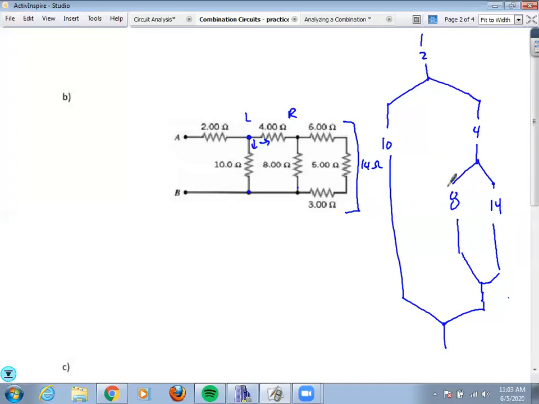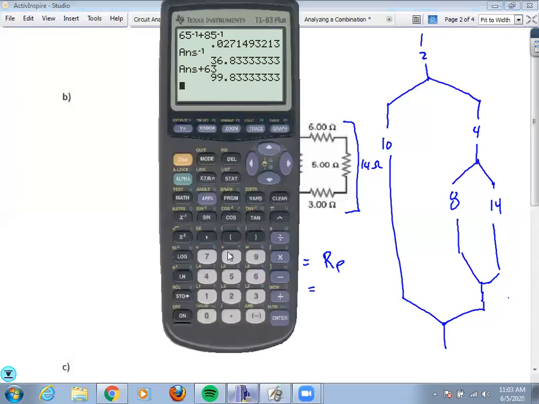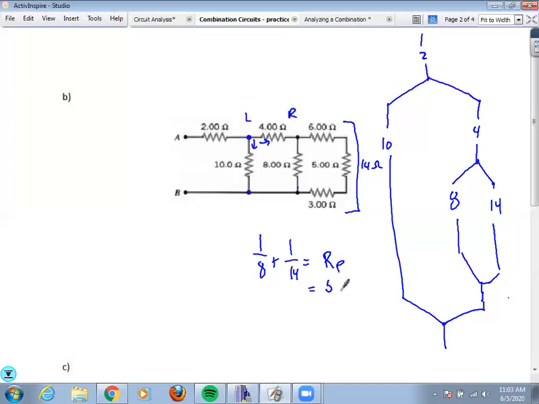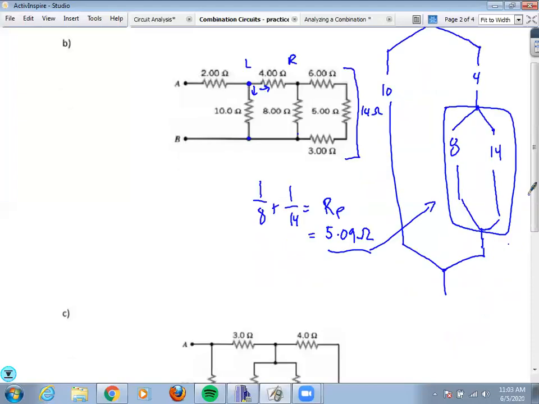So we're going to add the 1 over 8 plus 1 over 14, and then we'll find our parallel. 8 over 8 plus 1 over 14, get 5.09 ohms. Okay, so essentially this here is 5.09 ohms. So now for the right side here, we will go 5.09 plus 4, which is 9.09 ohms.